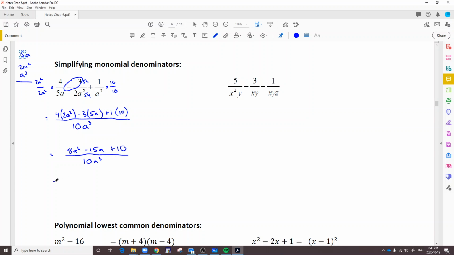Then I'm looking to see if I can simplify it all. So the only way I'd be able to simplify is if something came out of 10a cubed that also came out of each of these terms, and this 15 kind of throws that for a loop. Without the 15, I could maybe take a 2. I can't take a 5 because of the 8. I can't take an a because this one doesn't have it. So this one is actually fully simplified, and that is your final answer.